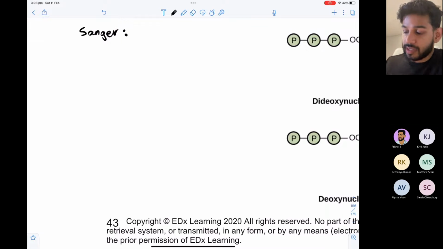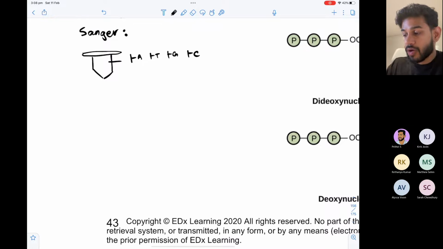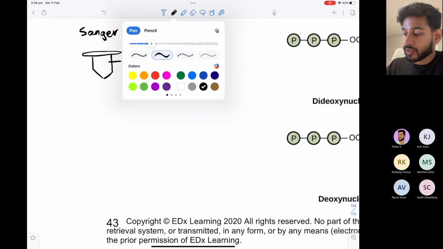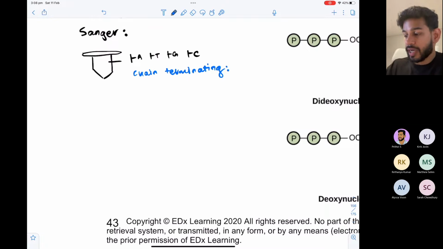So in Sanger sequencing, we undergo DNA profiling. So we undergo the PCR step. But in the tube, in addition to normal nucleotides like A, T, G, and C, we also have what are called chain terminating nucleotides. Chain terminating. Now, these chain terminating nucleotides are also fluorescent. They do 2 things.